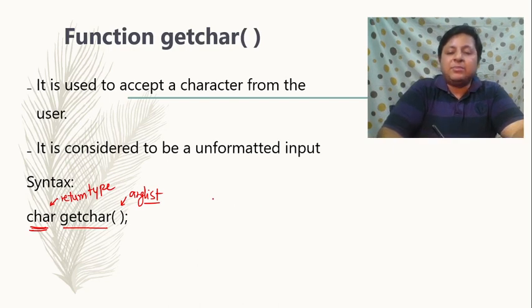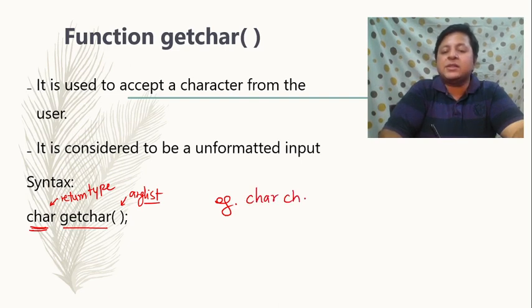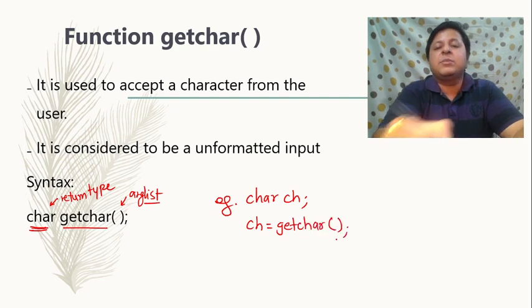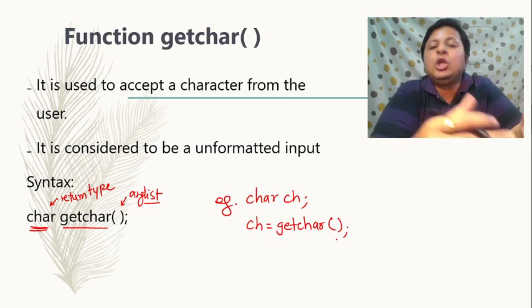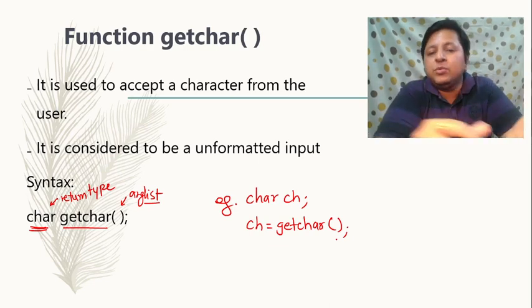Now let us take an example. It's a very simple example. How can I read using getchar? I'll create a character variable. Let us name it anything, char ch. Then I would say ch equal to getchar, brackets with nothing inside, and a semicolon. That's it. This is how you will read a character from the user.